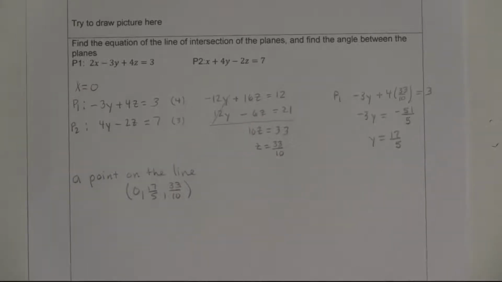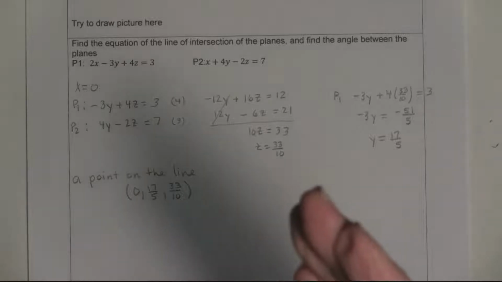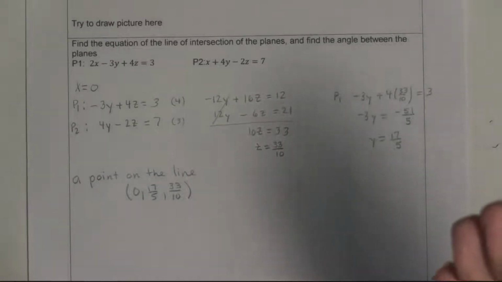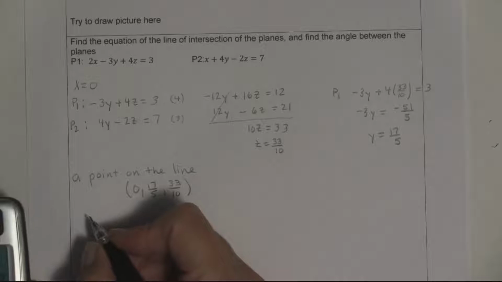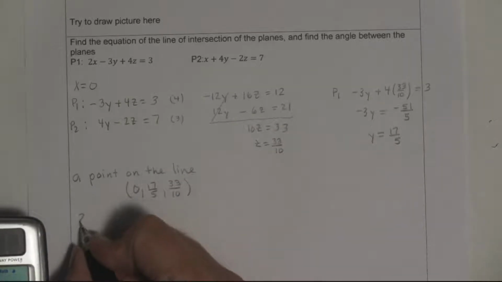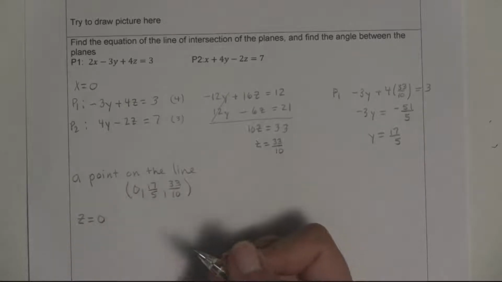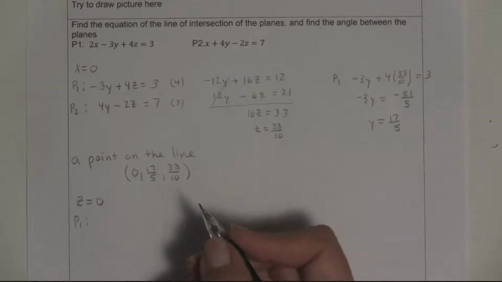Okay. Trying to find the equation of the line. And so my thought is, well, why don't I find another point on the line? And I could let y equal 0, or I could let z equal 0, and find another point on the line. And so either one will work. It doesn't matter. I already let x be 0, so I'm going to let z be 0 because I happen to know that turns out not too bad.